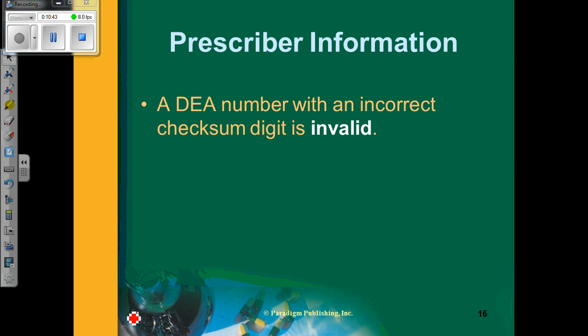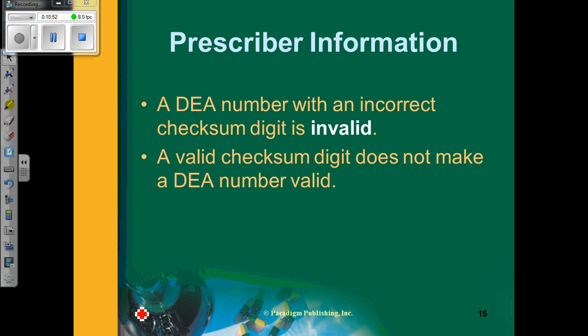So a DEA number with an incorrect checksum digit is invalid. I'm going to go through these steps in just a few minutes to show you how to do it. A valid checksum digit does not make a DEA number valid, because you do have to make sure that the letters are correct in the first part of it. It does help to know that it is valid, but some people may know how to do that and make a fake one look real. So we'll have in the pharmacy a way to look up the DEA numbers of the doctors if there is any question.